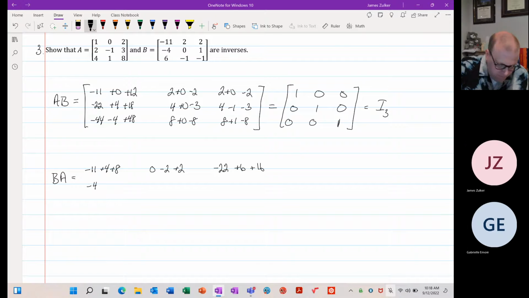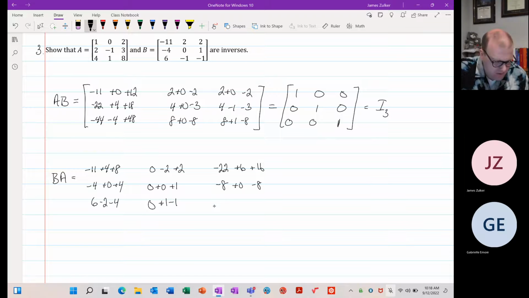Row 2, column 1, negative 4 plus 0 plus 4. Row 2, column 2, 0 plus 0 plus 1. Row 2, column 3, negative 8 plus 0 minus 8. Row 3, column 1, 6 minus 2 minus 4. Row 3, column 2, 0 plus 1 minus 1. Row 3, column 3, 12 minus 3 minus 8.